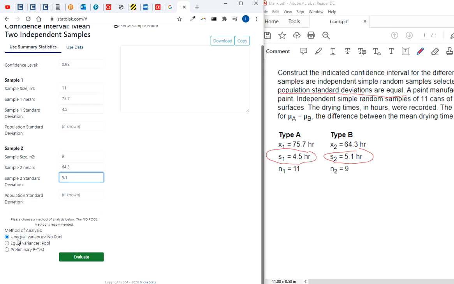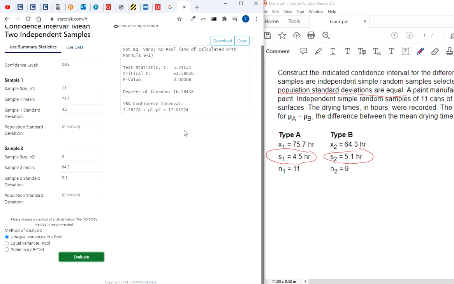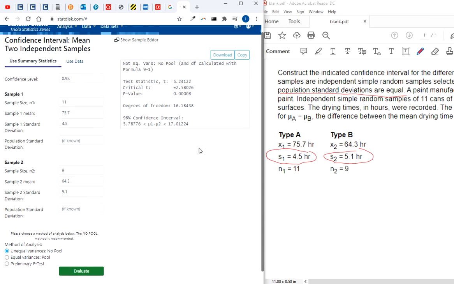Unequal variances because we were told to assume that the two don't come from the same population. Otherwise, we would click equal variances. And there's your confidence interval. So you would choose the multiple choice option that reflects this one.